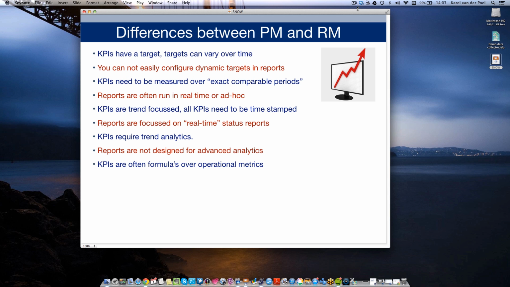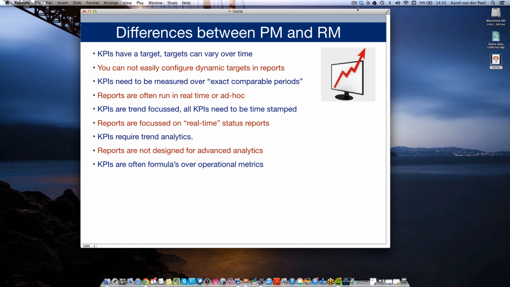So once you understand the concept of key performance indicators, you can see some differences between performance management tools and report management tools. Now, ServiceNow has got a solid reporting engine already built in, which is really powerful. But there are some differences with performance management that the reporting engine has trouble dealing with. For instance, we saw that key performance indicators have a target, and targets will vary over time. You can't easily set dynamic targets in reports.